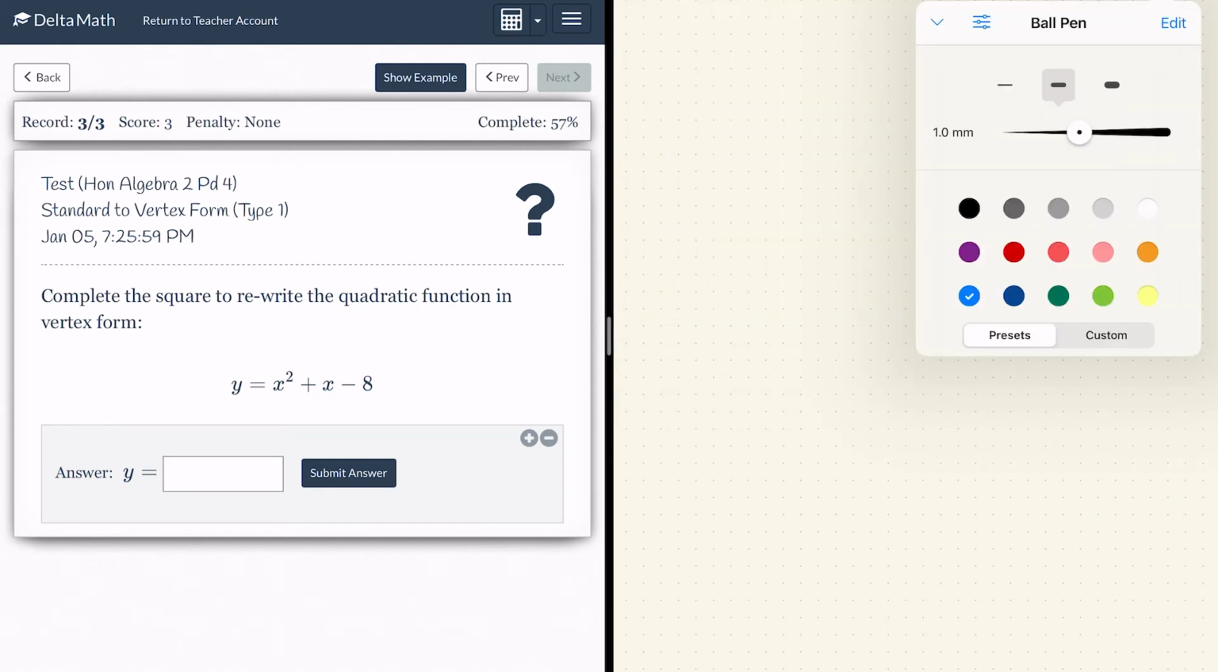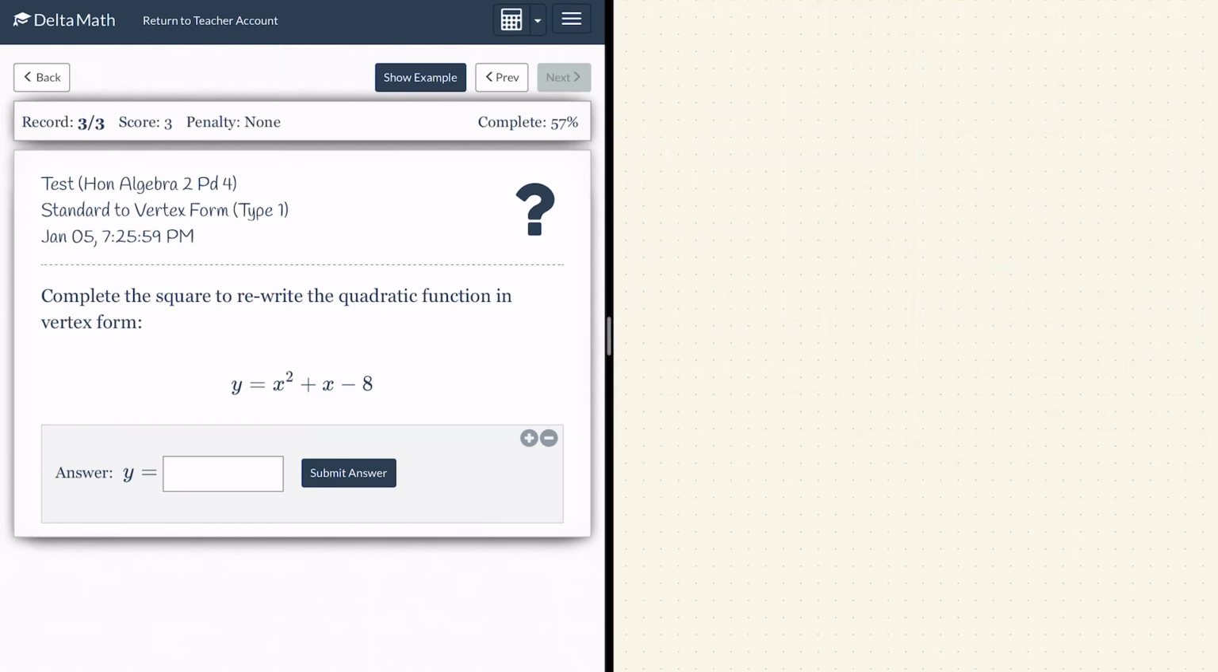So now let's rewrite the quadratic function in vertex form, given it in standard form. Type 1 is when the coefficient is 1. The leading coefficient a is 1. So when you have this format, x squared plus bx plus c, what we do is we complete the square. In case you forgot how to complete the square, this is how we do it.